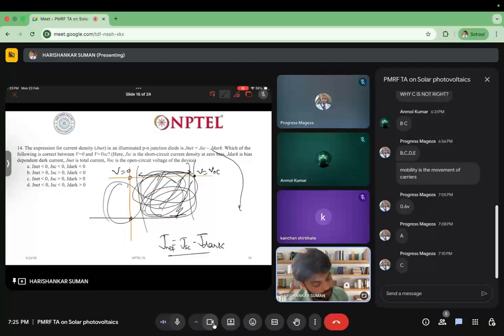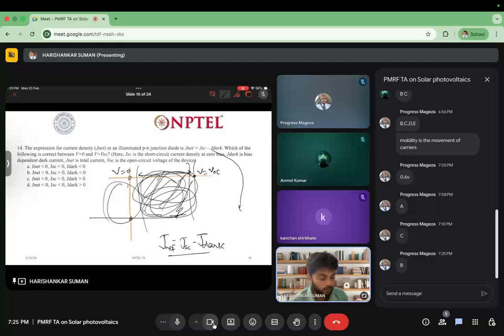This is negative axis, fourth quadrant. Answer will be D. This is negative current. Total J net is less because this is negative axis in the fourth quadrant. Total current is negative. You can see the curve is on the negative axis. Total current will always be negative.